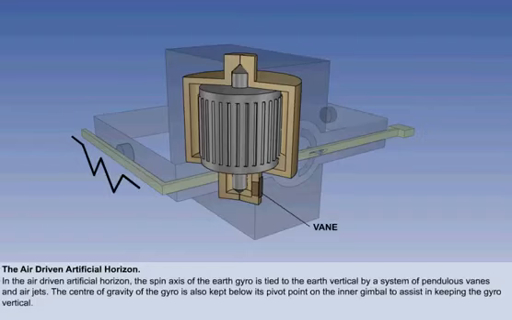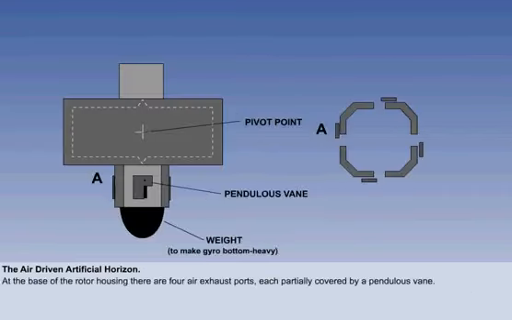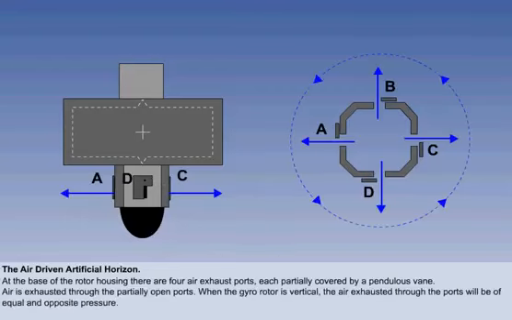Let's look at how it works in more detail. If we look at a diagrammatic view of the gyro and rotor housing, we can see that at the base of the rotor housing there are 4 air exhaust ports. Each port is partially covered by a pendulous vane, which we will call A, B, C, and D. Air is exhausted through the partially open ports, and when the gyro rotor is vertical, the air being exhausted through the ports will be of equal and opposite pressure.